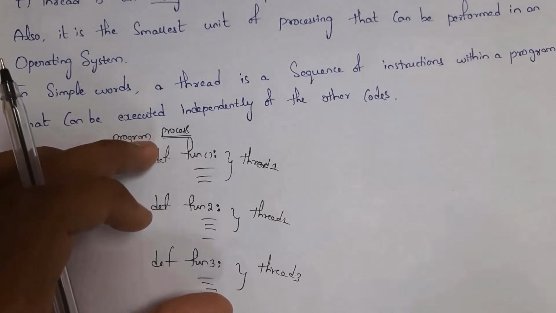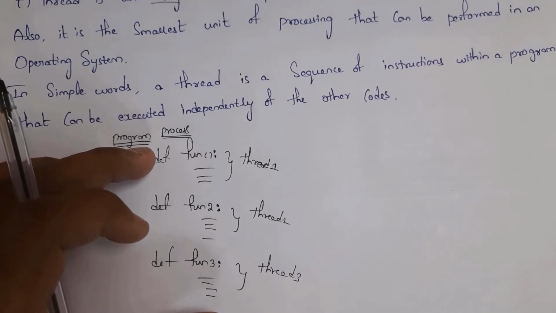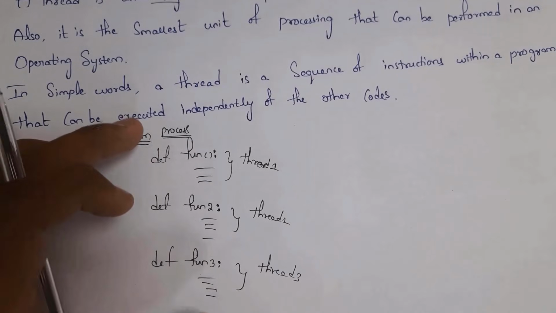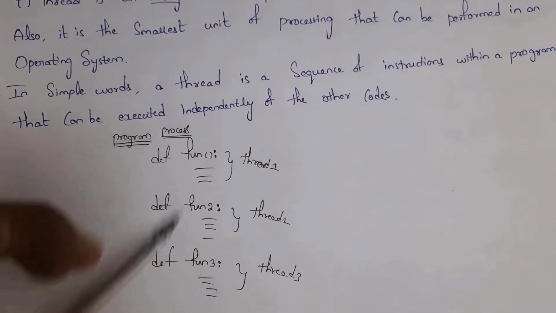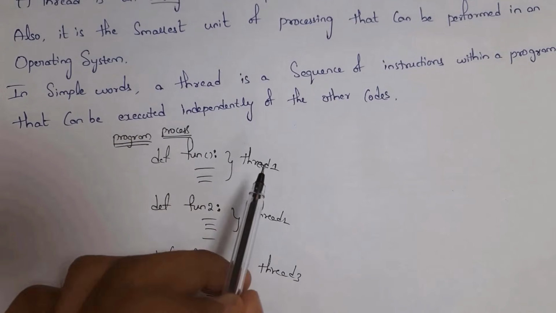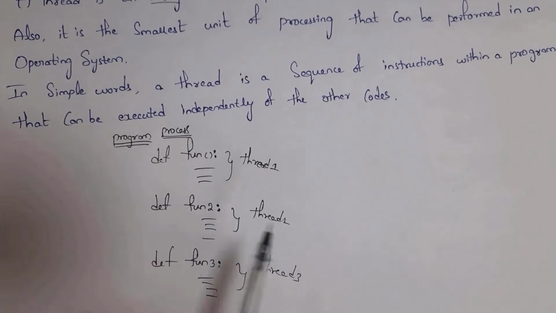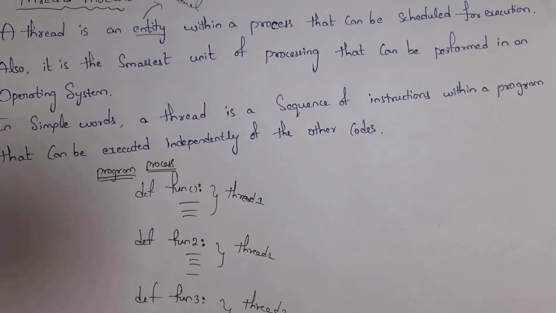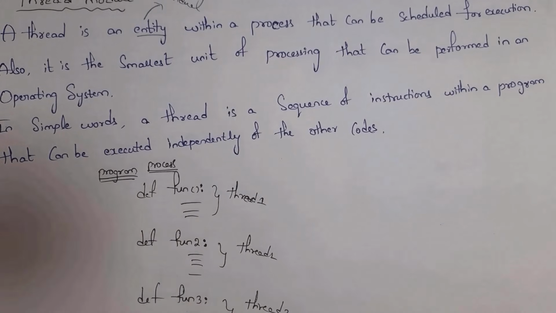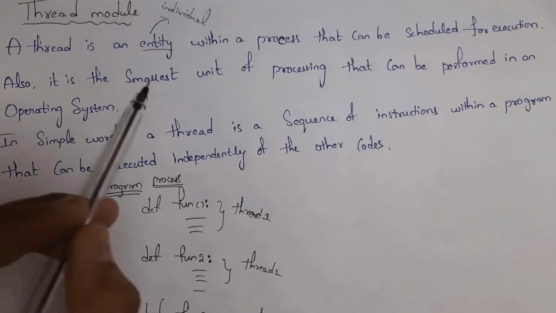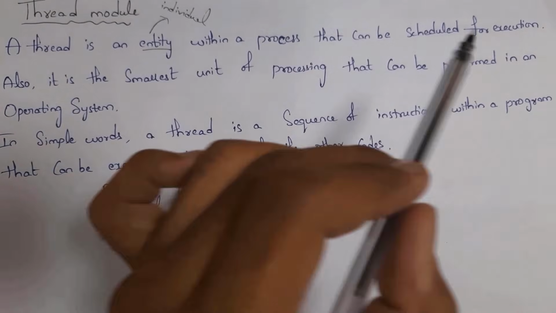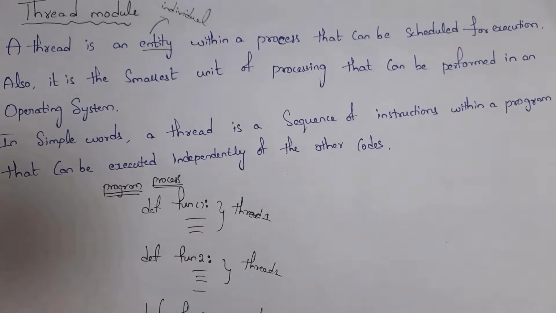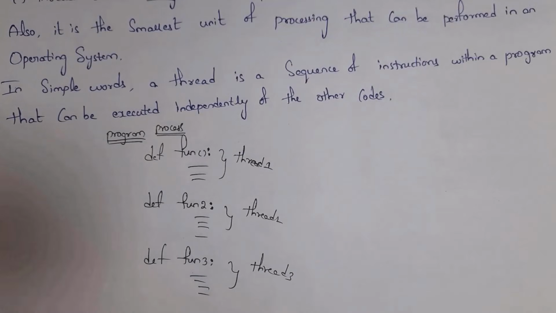Inside a process there can be a single thread or multiple threads. In this program there are three functions. This function is executed by thread 1, this function is executed by thread 2, and similarly this function is executed by thread 3. So a thread is an individual thing within a process that can be scheduled for execution. Also, it is the smallest unit of processing that can be performed in an operating system, that is, we execute threads within an operating system.